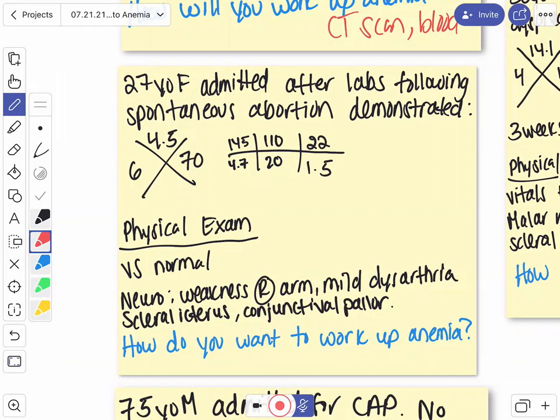So again, talk with your teams. I'll give you about 1.5 minutes for this case, but tell me what lab tests you want to order. And then if you have anything that you'd want to do urgently for her, for management, we can also talk about that too. So about 1 to 1.5 minutes per table.